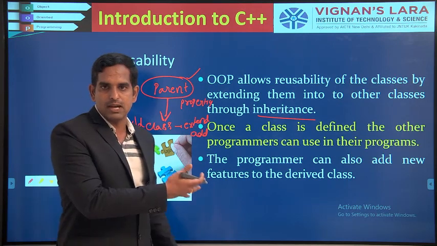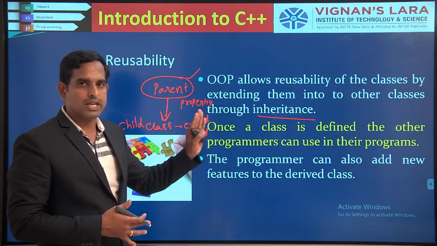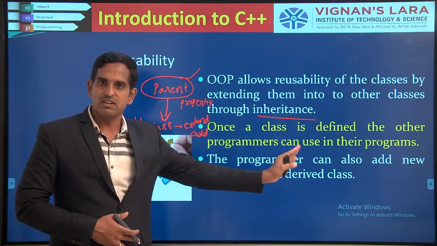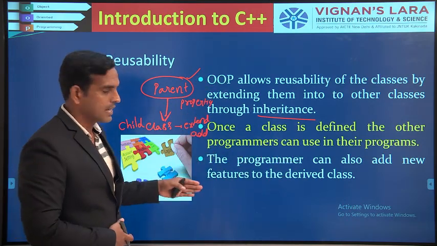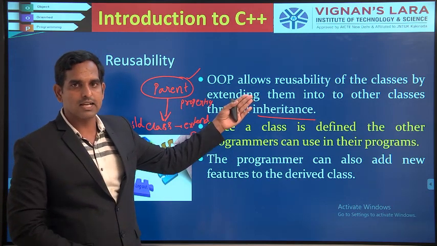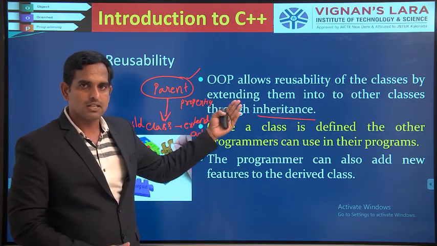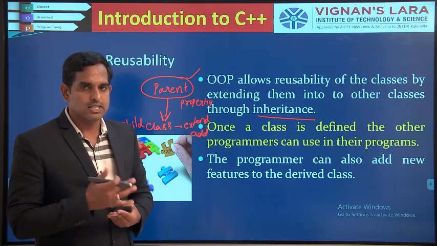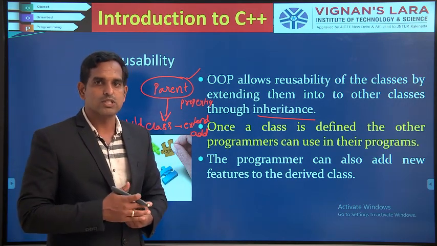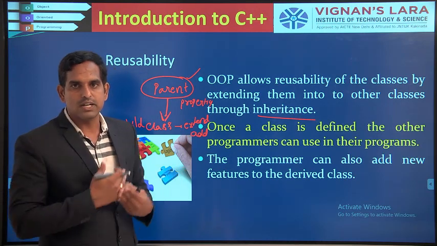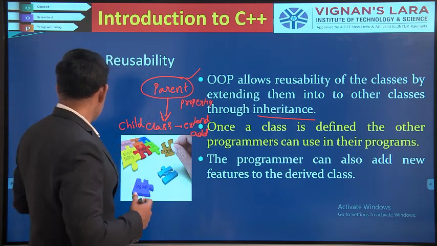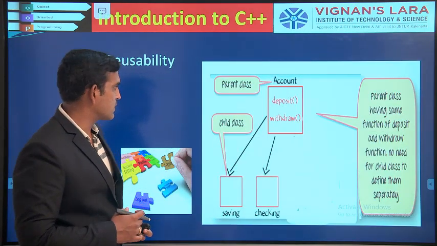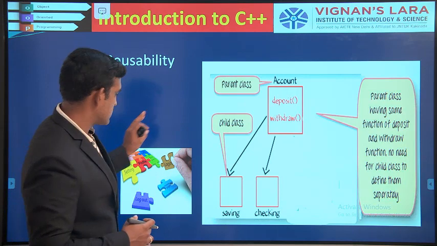I showed you the example with the bowling class. The bowling class will be the parent class, and the child classes can extend the bowling class, or your parent class. Apart from the extending part, they can add their own features. This we will call reusability, that is, using the already existing code. So this is an example of reusability, as I told you.